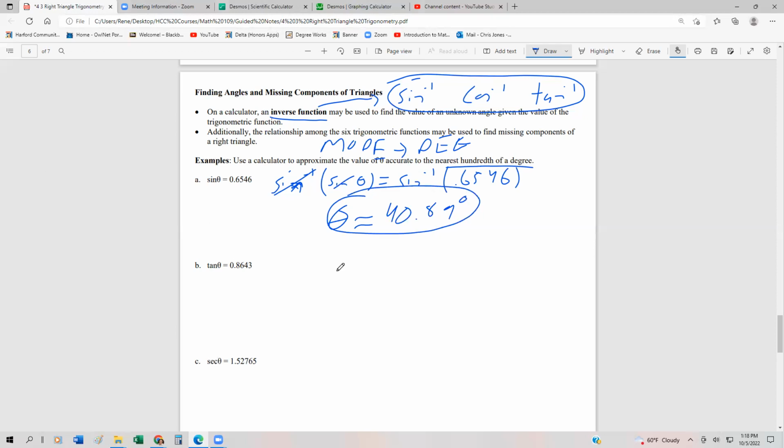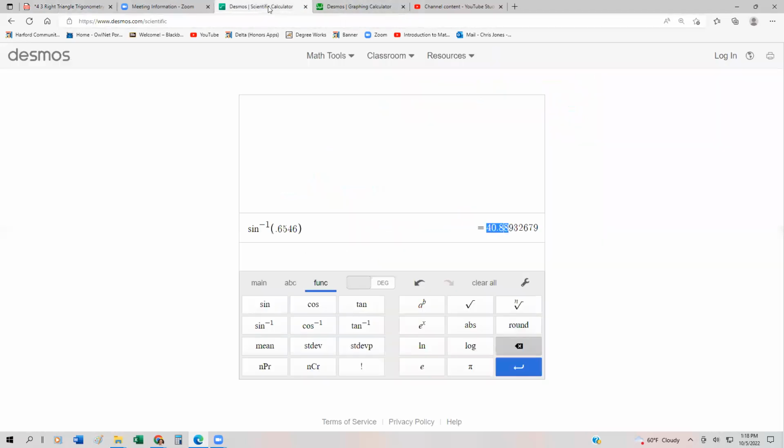Same thing with a tangent. I'm going to take the inverse tangent of both sides, tan of theta, and that's going to be equal to the inverse tan of 0.8643. Inverse tangent cancels out, and that's going to leave us with theta. Then we're just going to go in our calculator and type in inverse tan, tan minus 1 of 0.8643, and that gives us 40.84. I did not mean for those to be so close, but it is what it is. So 40.84 degrees.